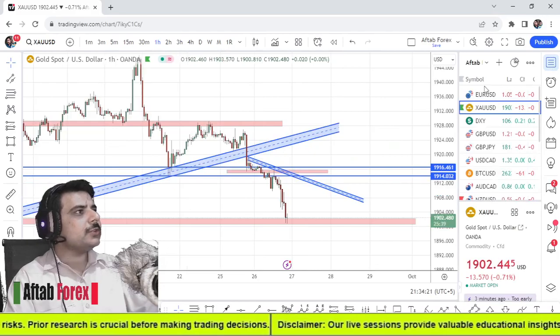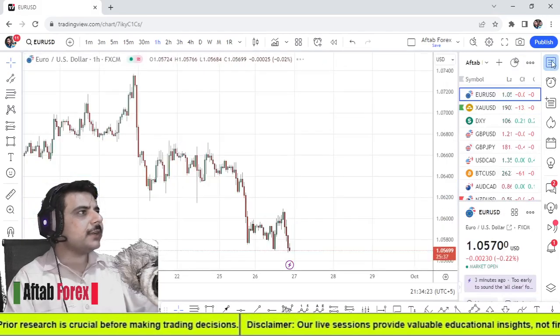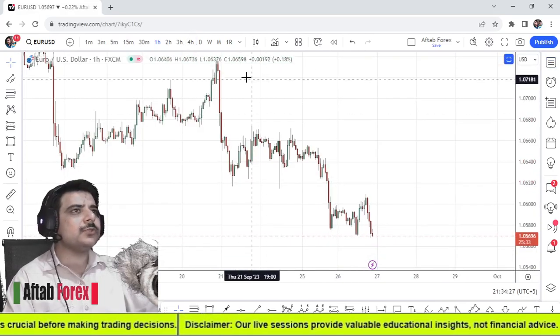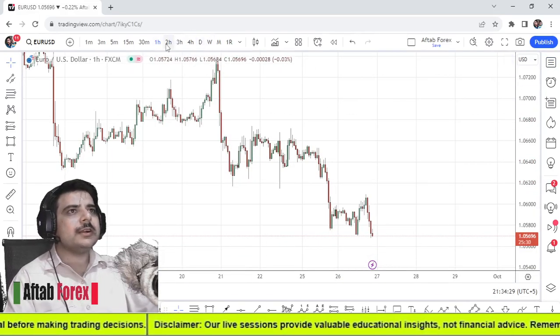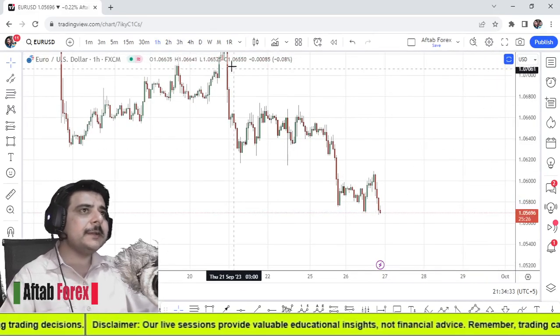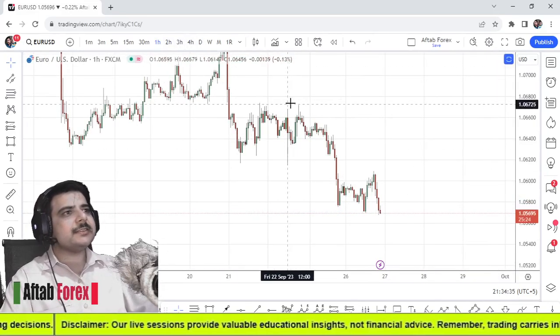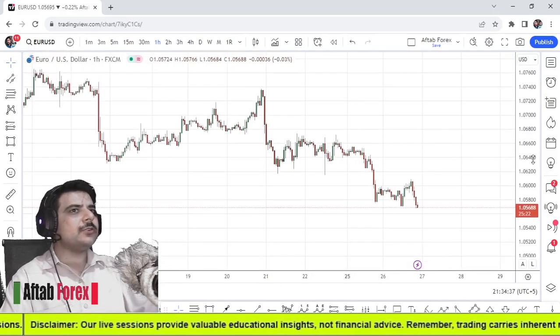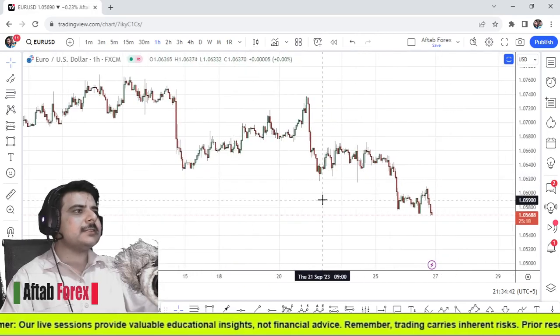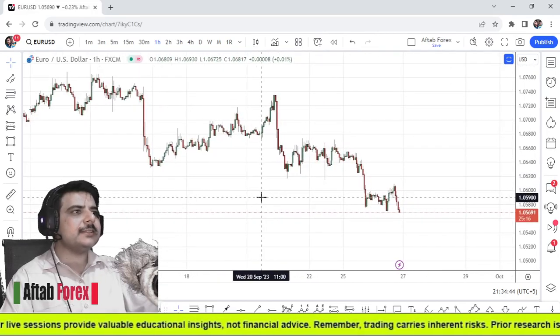So moving on to the euro US dollar. As I said in my previous videos, it is going to come back down towards 1.0569, and it did. What's next? Definitely let's have a look at the H1, and on the H1, if we see what is going on, definitely there is something going on, and that is right here.